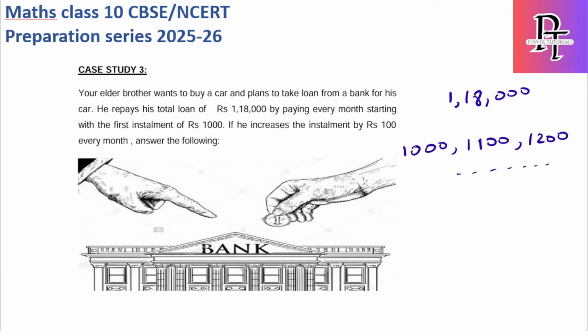Okay, what is the property here? I can say the first term is 1,000. What is the D, which is the common difference? It will be 1,100 minus 1,000, which is nothing but 100. This is not 2, this is 1. I'll change it this way. Okay, 1,000 is the first term, and 100 is the common difference.